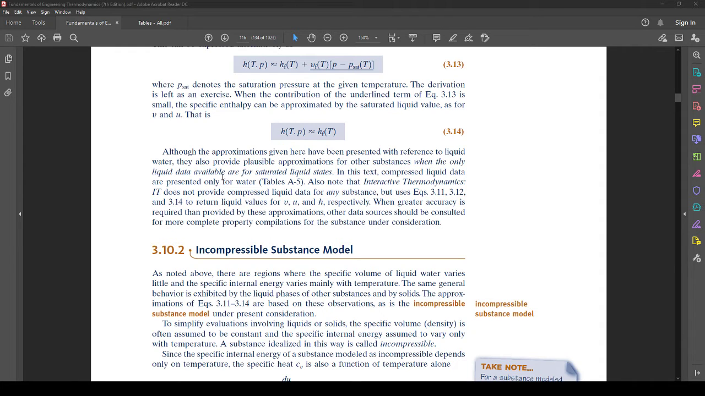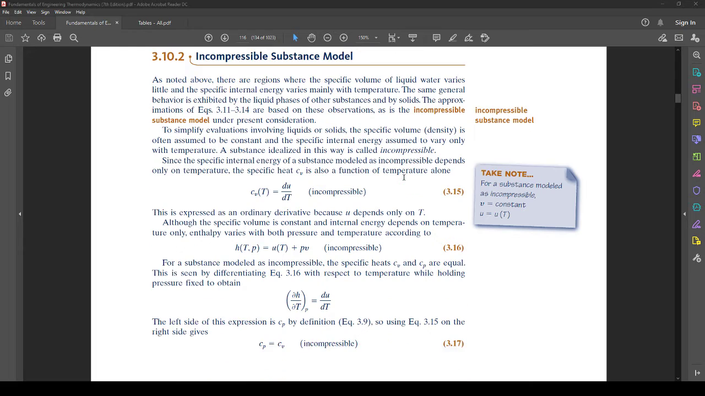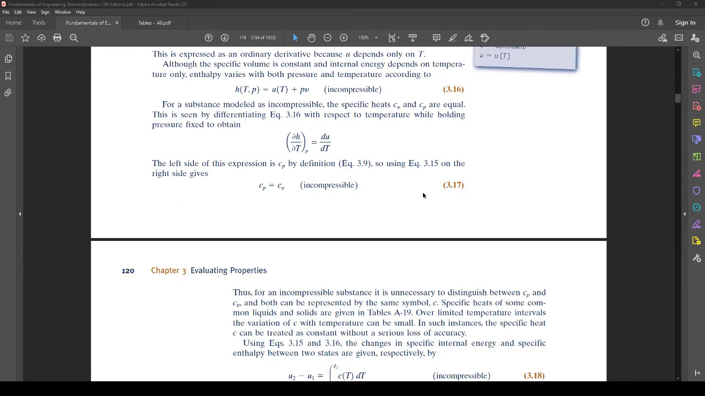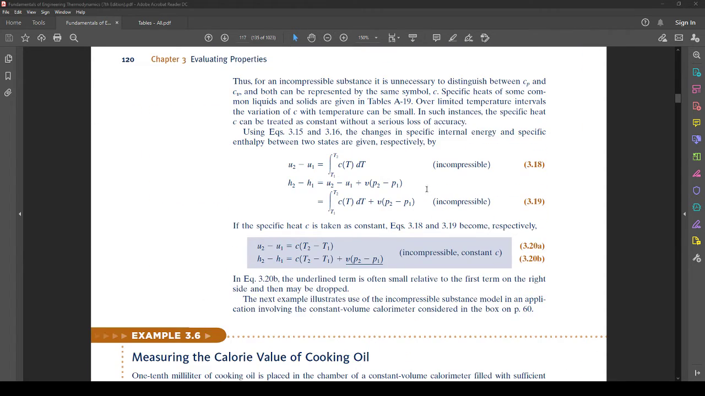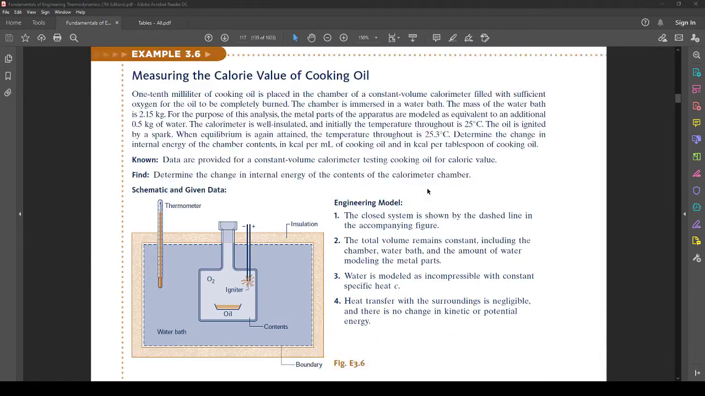All right, let me see. And not too important. All right, so we have the incompressible substance model. Let me see if this is important. I don't think this is important. I don't think you do anything with this. I don't think you do a whole lot there.